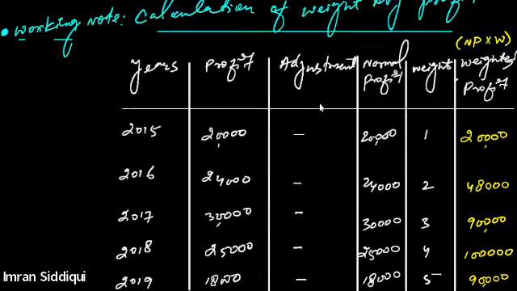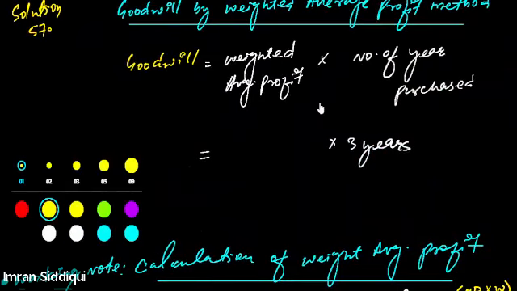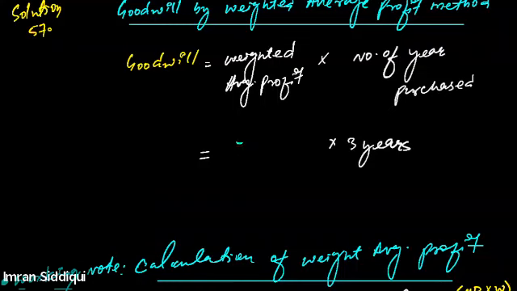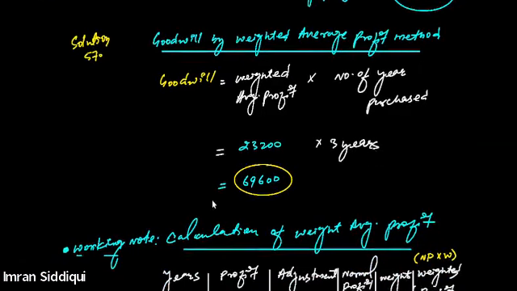Okay, now we'll go to the main working area and put the value of the weighted average profit here, 23,200, and then multiply it by 3. Multiplying it by 3, we will get 69,600. Got it, everyone? Is this clear?